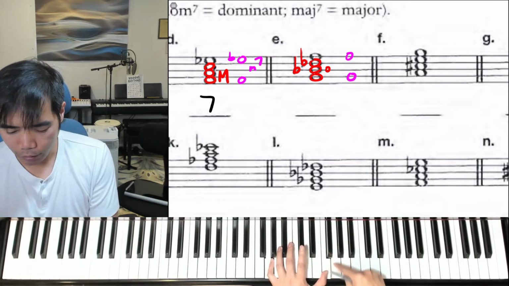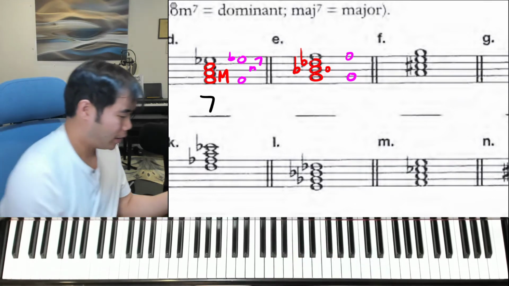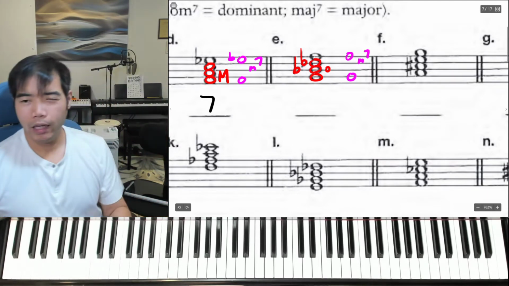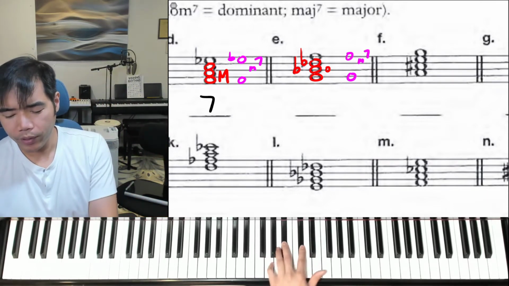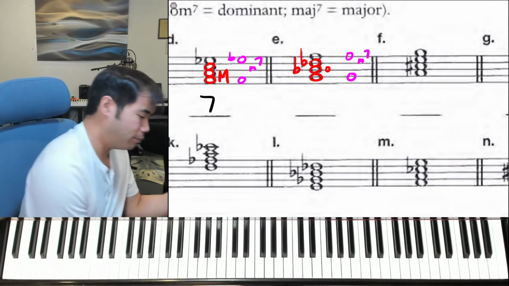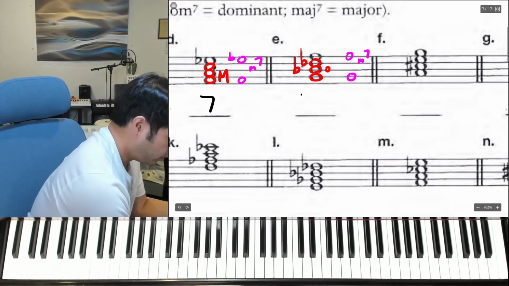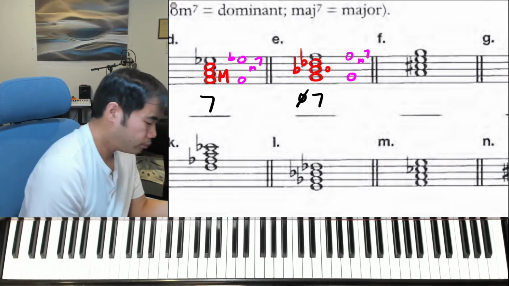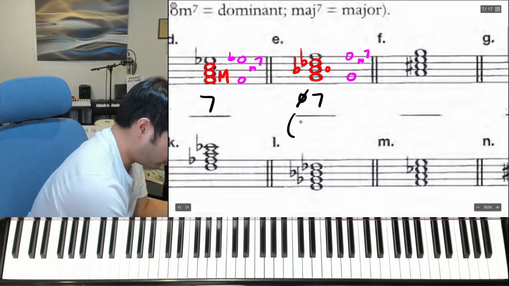F is how far from the octave? That's right, it's a whole step, which makes it a minor seventh. If we have a diminished triad and a minor seventh, well, that's half diminished. Here, you can write half diminished seventh. Also, remember that this could be called a minor 7 flat 5.